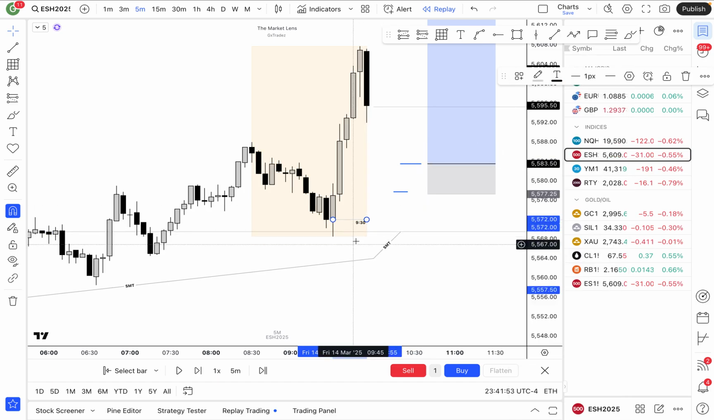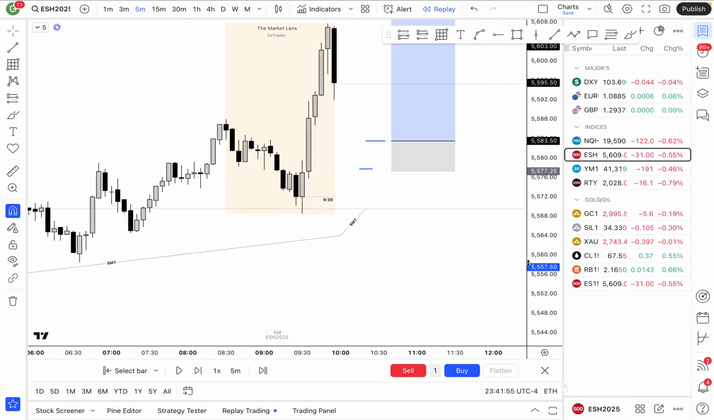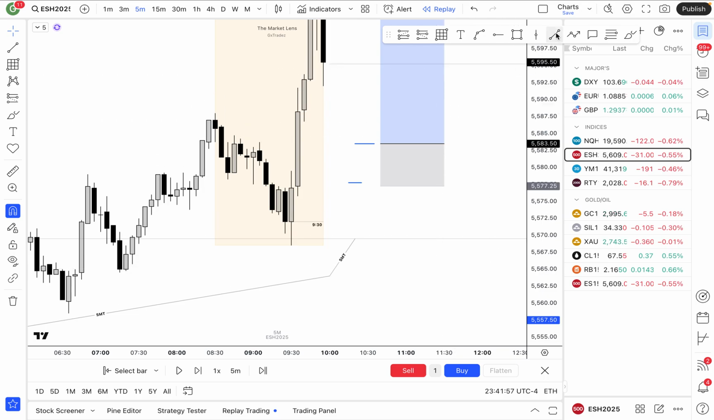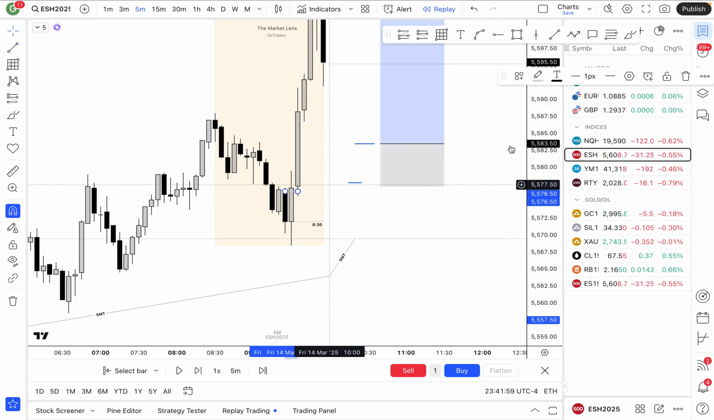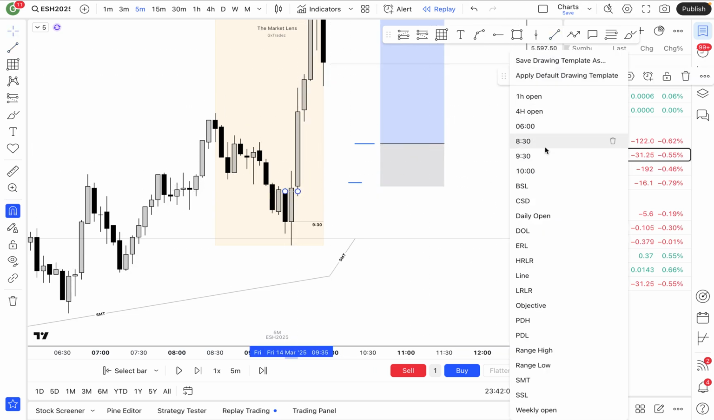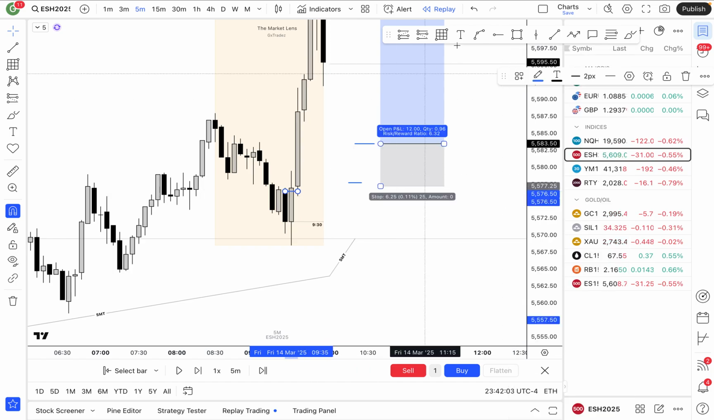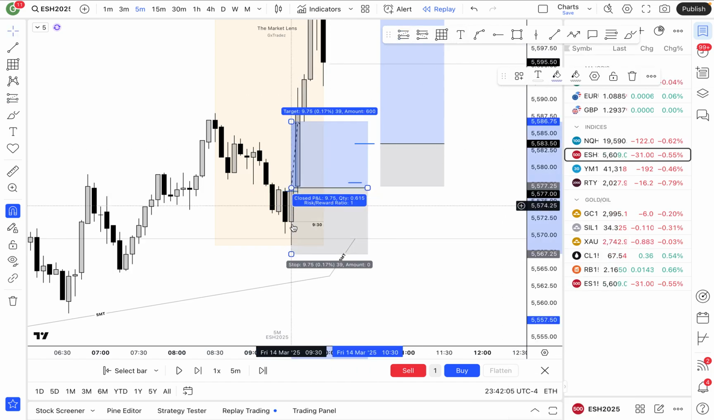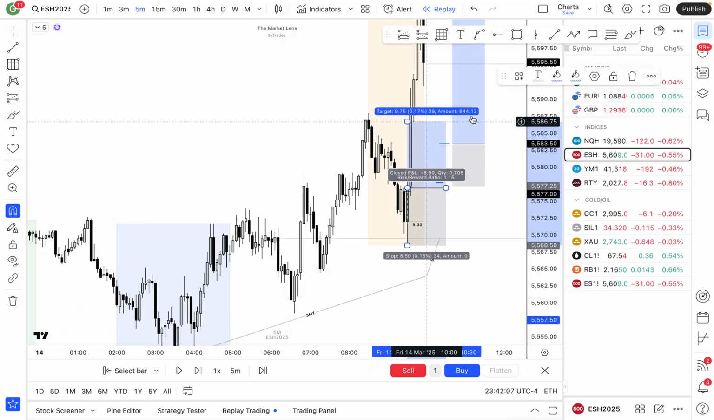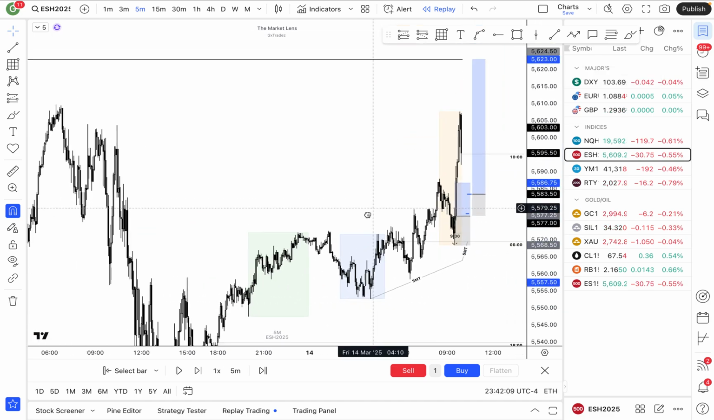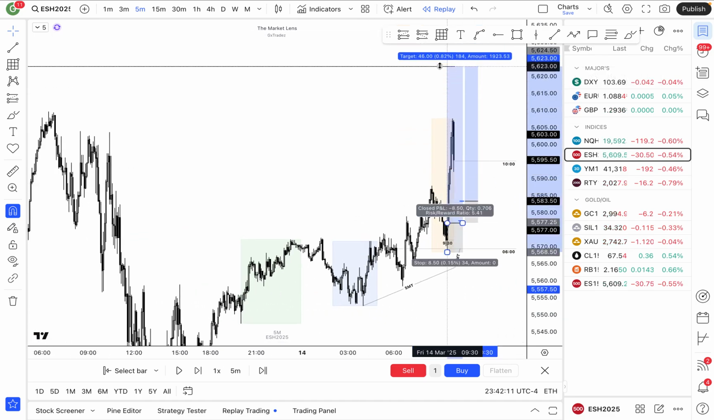Again, really sorry for all these ugly drawings. They're just so I can go over stuff quickly. But once we close below here, I'm assuming this is the low of the 9 o'clock candle, simply. So I can put my entry here, put my stop loss below here, and I could target way up here.